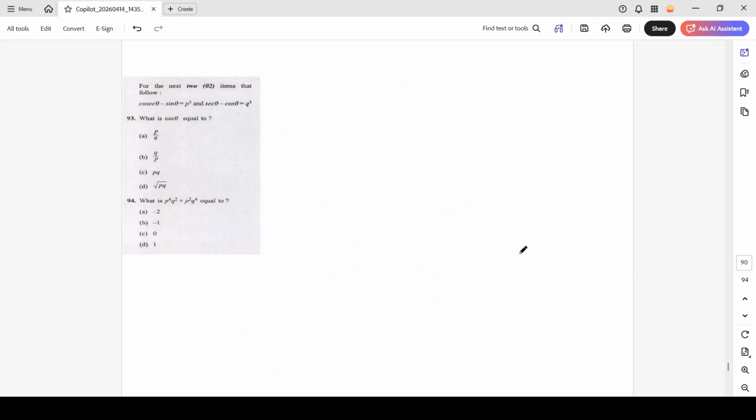Now moving on to the next question. What is the value of tan theta if cosec theta minus sin theta is given as p cube, and sec theta minus cos theta is given as q cube? Okay, then what is tan theta? If I see here, cosec theta, I can put 1 upon sin minus sin is equal to p cube, and 1 upon cos minus cos is equal to q cube.